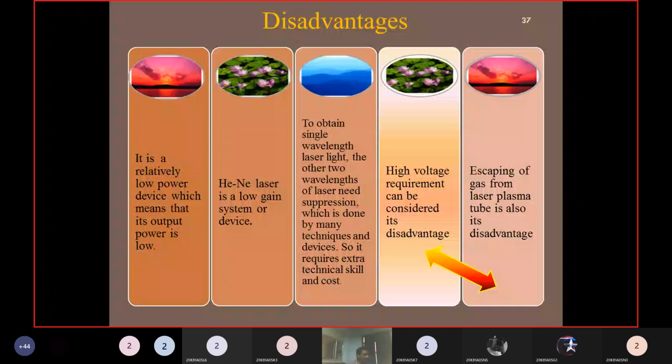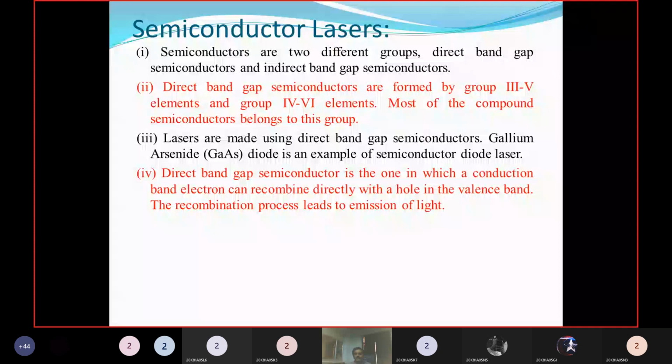Already we know about semiconductors. Generally in solar cells, you read how to prepare solar cells and how to prepare LEDs, LED construction and solar cell construction, in the third unit. Now the semiconductor laser. Here also, by using a p-n junction diode only, we prepare the semiconductor lasers. There are two types of semiconductors: direct band gap and indirect band gap semiconductors.